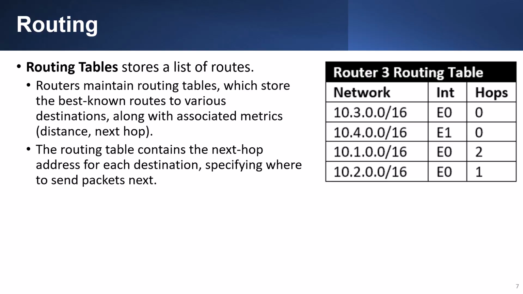A routing table stores a list of routes. Routers maintain routing tables, which store the best known routes to various destinations along with the associated metrics such as distance and next hop. The routing table contains the next hop address for each destination, specifying where to send packets next.